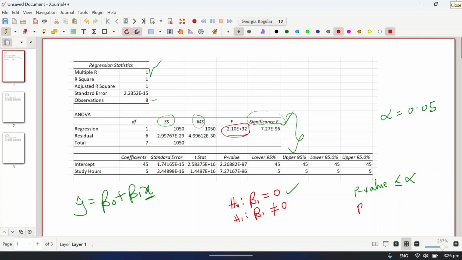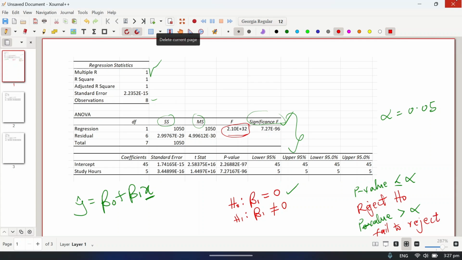So reject H naught. And when P value is greater than alpha, when P value is greater than alpha, fail to reject. So we fail to reject.